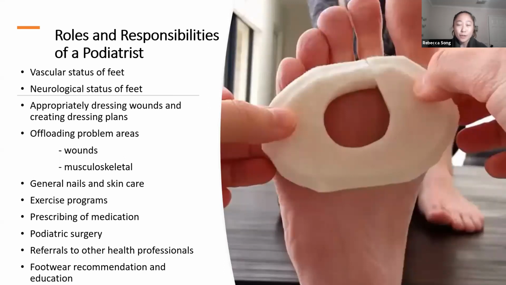We can also do laser therapy for fungal nails. We can do laser acupuncture, which is for people who have pain that's more deep, such as bone pain. The laser acupuncture is similar to dry needling as well.